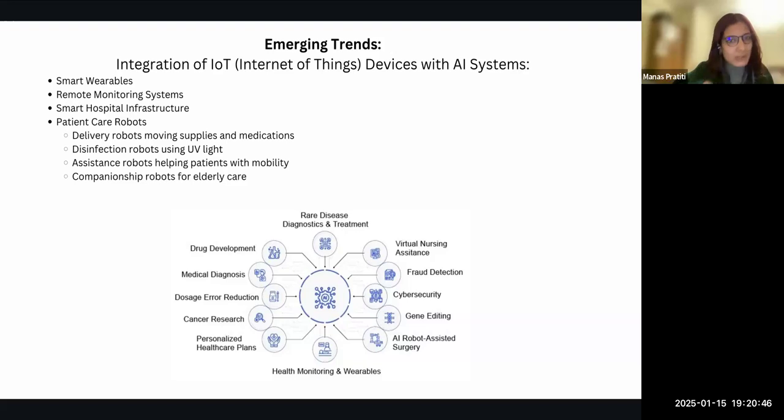Then there is smart hospital infrastructure, and patient care robots for delivery of medication and supplies, and for disinfecting surgical appliances. There are disinfection robots that can help with such things. Then there are assistance robots for patients with mobility. This is a very big industry for elderly healthcare. Max is working right now in elderly healthcare, where they are using robots to help elderly patients with mobility, and also assisting and monitoring their health. So these are the upcoming trends for AI.